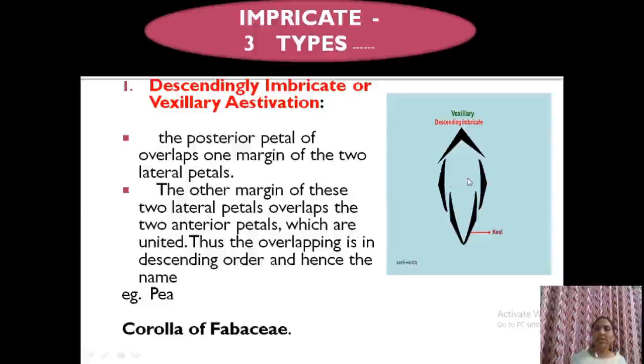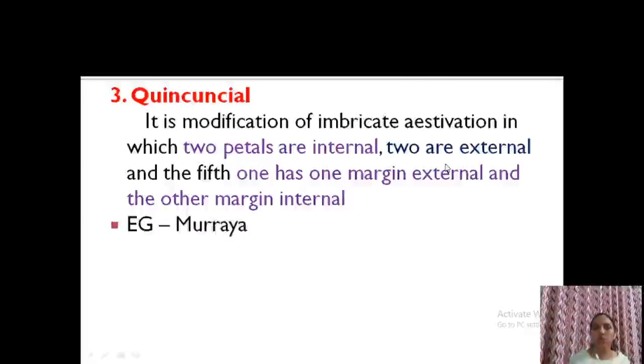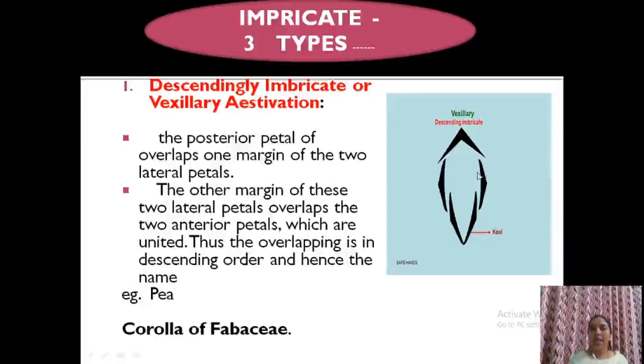Clear? And the other margin of these petals overlaps the two lateral petals, and the other margin of these petals is in the margin of the last two petals. So this petal is the last one, the united petals. That is known as the keel petal in this case. This is the standard petal, these two are wing petals, and this is the keel petal. This we explain in the case of the Fabaceae family, or our pea family.